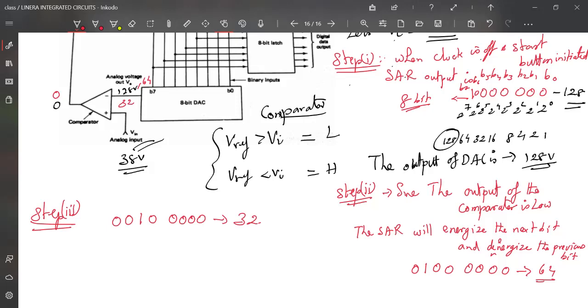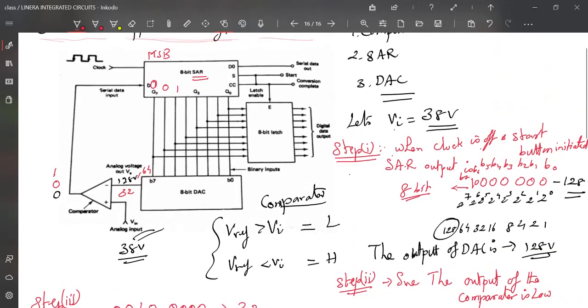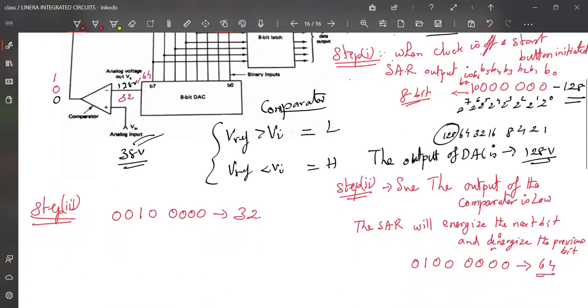So 32 is compared with the 38 volt. Now what happened? The comparator output will become high. As the comparator output becomes high, the clock pulse will be given to the SAR register. So the next successive bit will become high and the previous bit will be maintained.